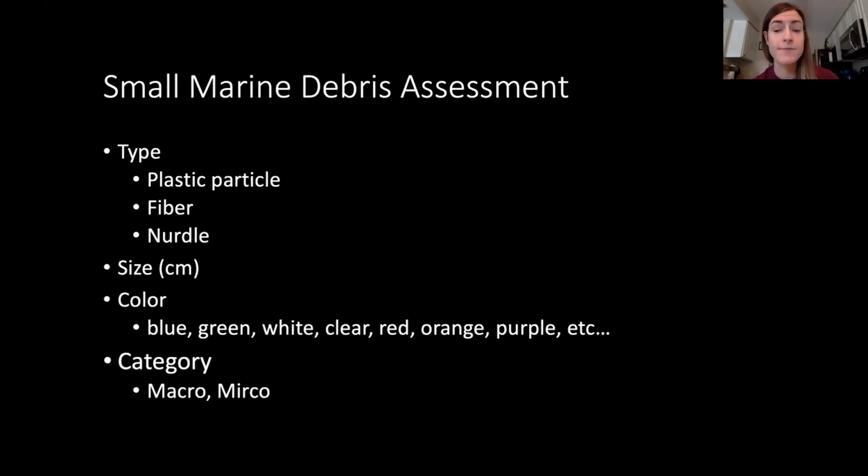Next, we would categorize them by size. So we would measure them using a program called Fiji or ImageJ. Then we would also take note of their color, and then we would categorize them into micro or macro plastic. And this is just based on whether or not they fit that NOAA definition cutoff of 5 millimeters, greater than or less than.